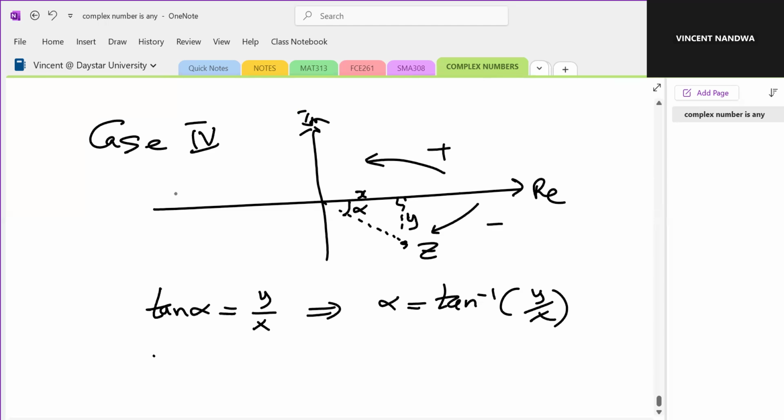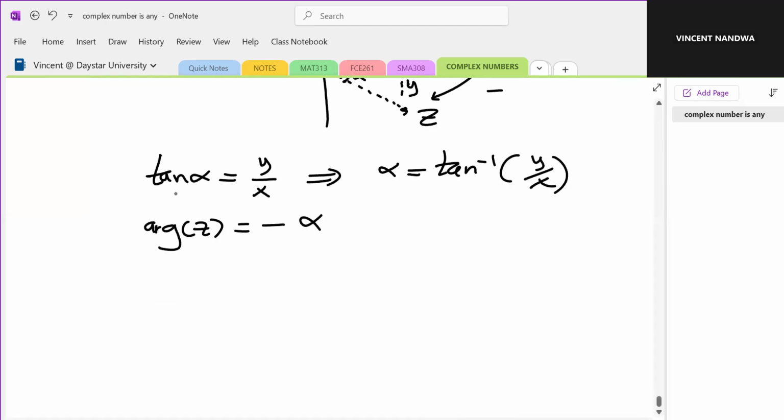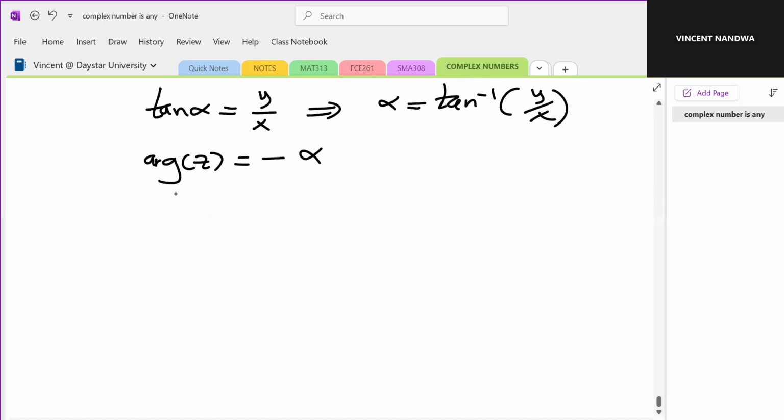This will have argument, will give you a negative value. So what you get as alpha here after working out the tan inverse of y over x, you negate it. So maybe you can demonstrate that one with a real example. For example, we have the number z equals to 5 minus 2i.